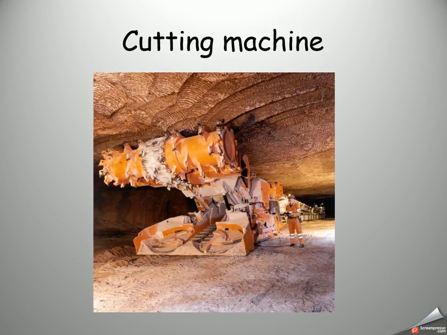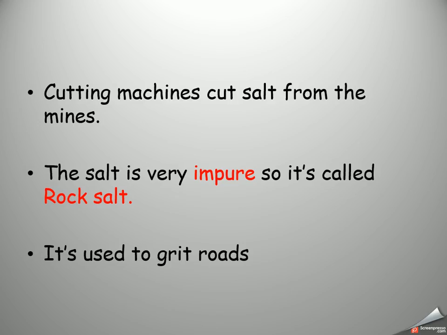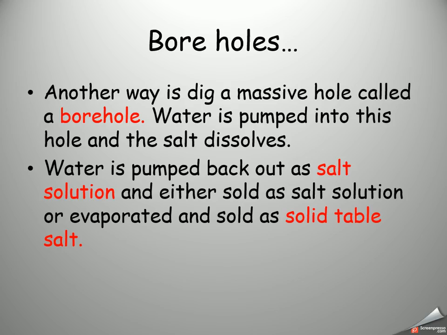Number one is a cutting machine. They use a big, massive machine which cuts the salt away. Cutting machines cut salt from the mines, but the salt is very impure, so it's called rock salt, and it's used to grit the roads.